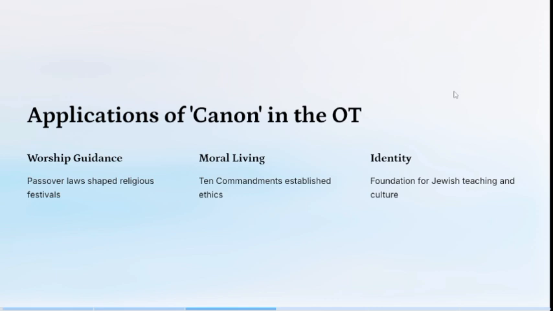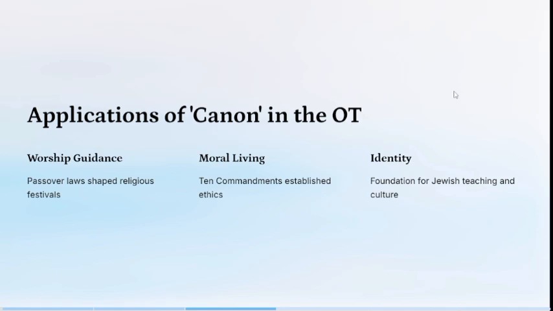Then we also have the Messianic prophecies, whereby the Old Testament contains prophecies about Jesus Christ, which are seen as fulfilled in the New Testament, which also provides a deeper understanding of God's plan of salvation. Now, the Old Testament canon remains a vital source of spiritual guidance, historical insight, and cultural heritage in order to inspire and inform people worldwide.